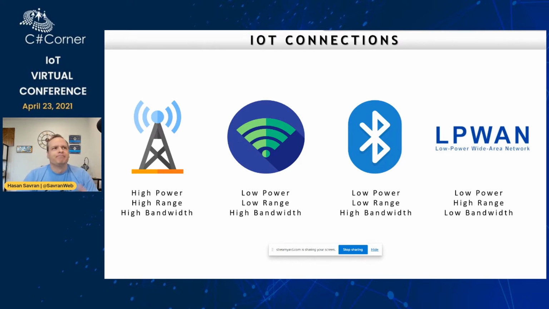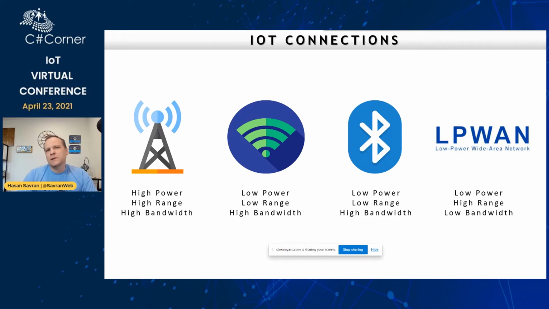So that's currently what we have. The first one has high power consumption, a high range, and high bandwidth. That is our cell phones. If you think about your cell phone, it uses a lot of power. That's why you have to charge it every day. It has a high range. It can connect anywhere in the world, but in the meantime, it's expensive.